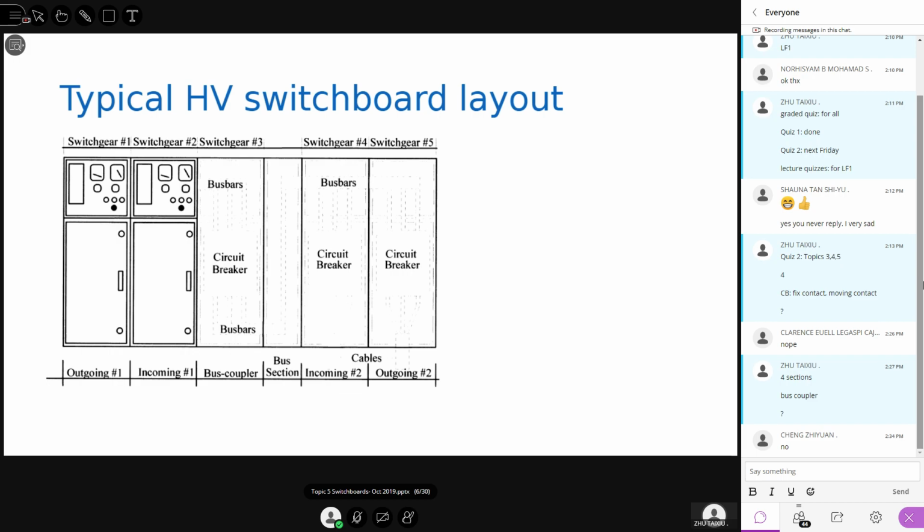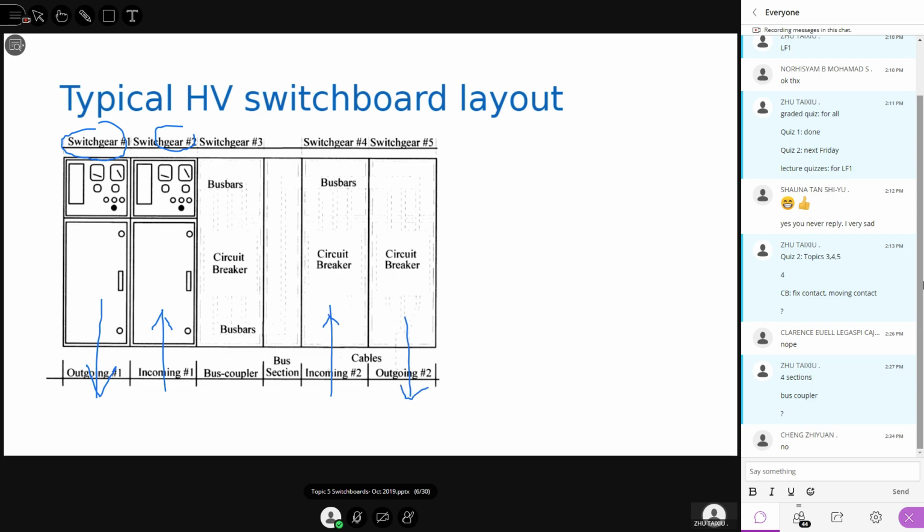Now this one, I zoom in a little bit. This is a typical high voltage switchboard layout. Sometimes you have many switch gears put together. For example, this is one switch gear, two. This one is for outgoing. This is incoming, meaning power source. This is also incoming. Now this is outgoing.